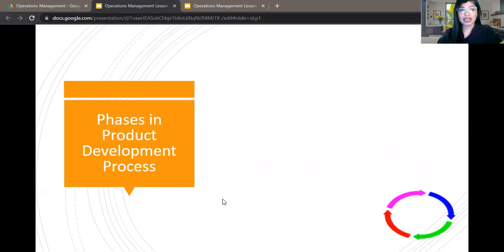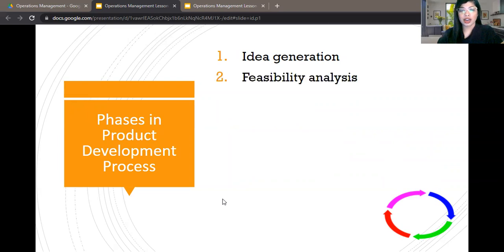For the phases in the product development process, first, of course, we have the idea generation, and then we have the feasibility analysis. This entails market analysis or the demand, economic analysis, development cost and production cost, profit potential, and technical analysis. So that's under feasibility analysis, and capacity requirements and availability and the skills needed.